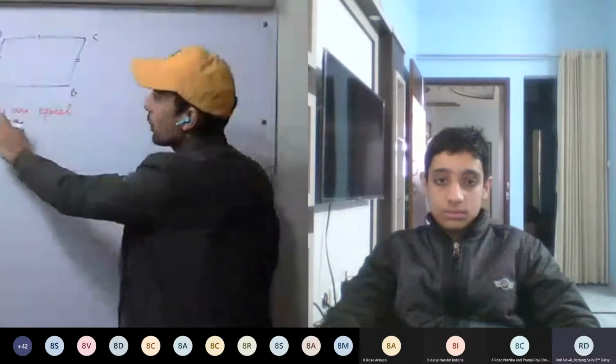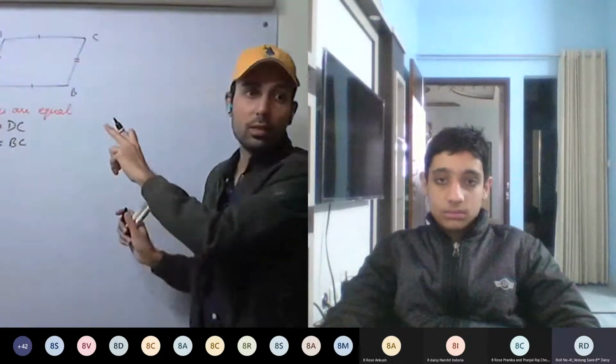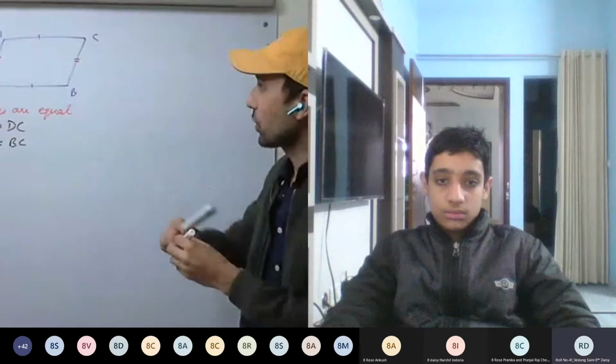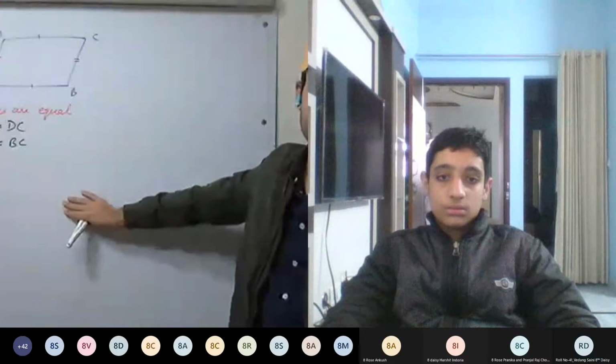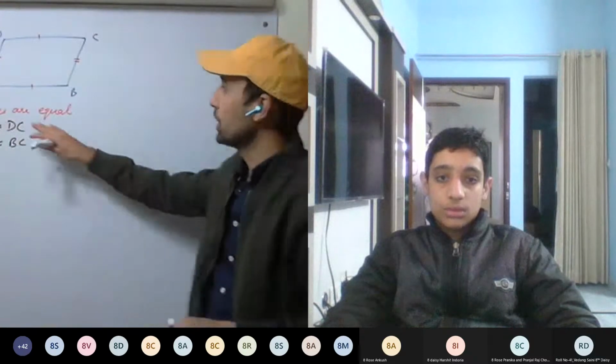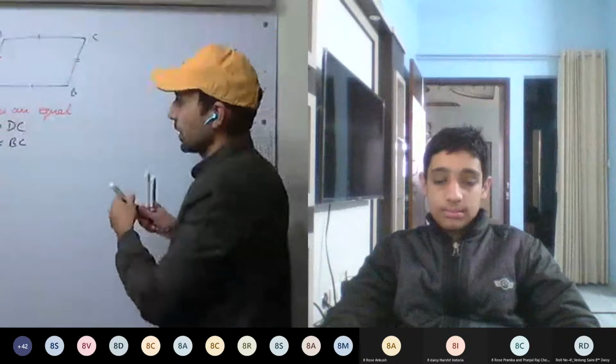In a quadrilateral, if you want, you can draw the diagonals also. I have drawn it. If you want, you can draw it, or you can just pay attention here. So opposite sides are equal. This is the first property.